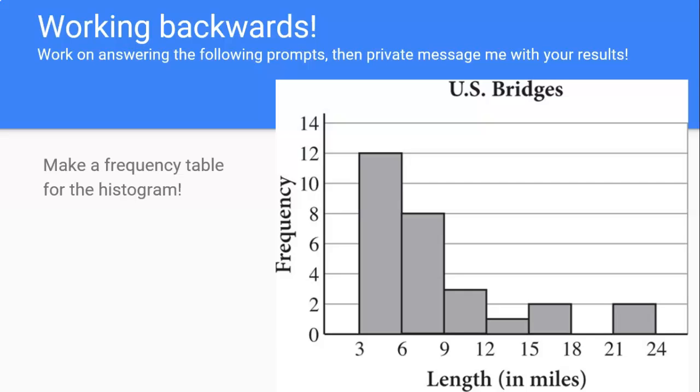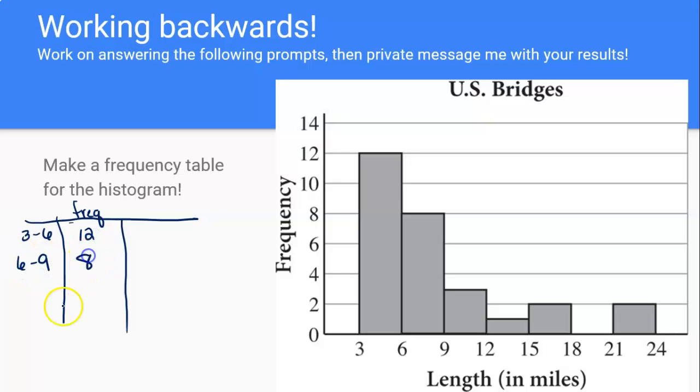We want to make a frequency table of the histogram. All we have to do is turn this into ranges. So if we've got 3 to 6, the frequency there would be 12 here. From 6 to 9, there were 8 here. From 9 to 12, there were 3 here. From 12 to 15, there was 1 there.